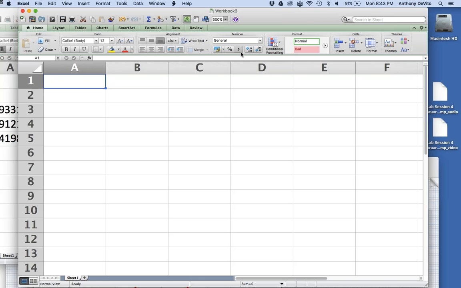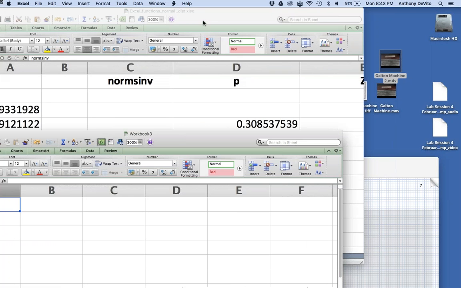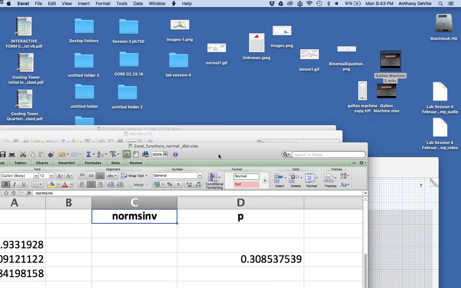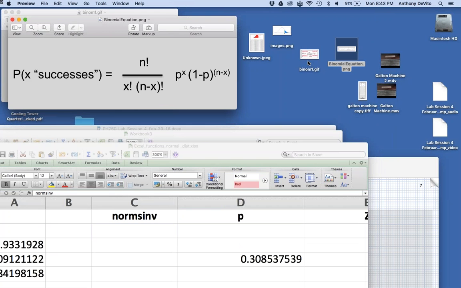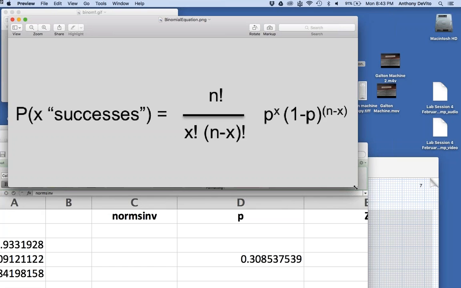You don't have to do it using a probability tree. You can do it using a formula. And the formula looks like this. Okay, here we go. There's a better version of the formula. This is what the formula looks like.